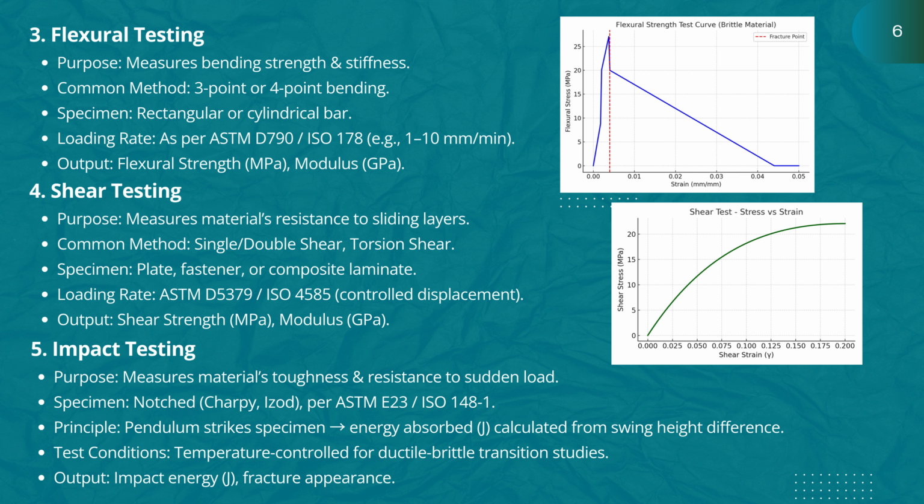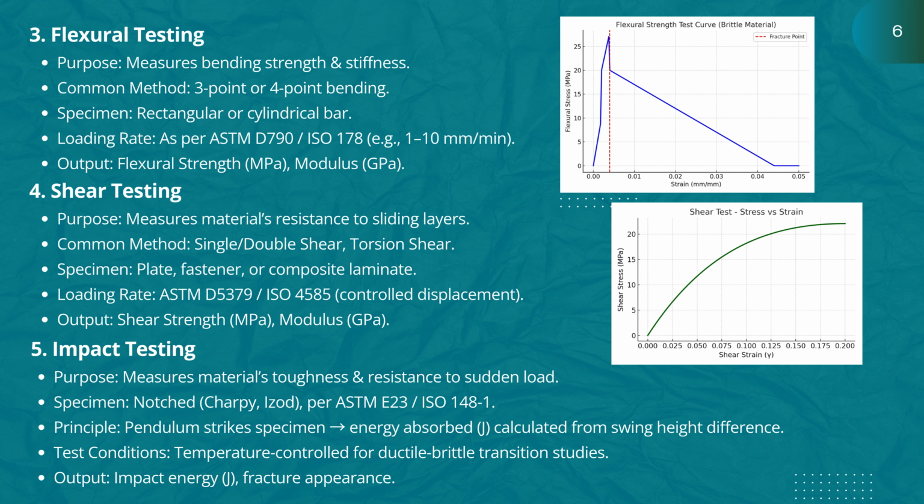If you look at the shear stress versus shear strain graph, you'll see that stress increases steadily with strain until it starts to level off, meaning the material is no longer able to take more shear load without significant deformation. From this, we determine shear strength and shear modulus.